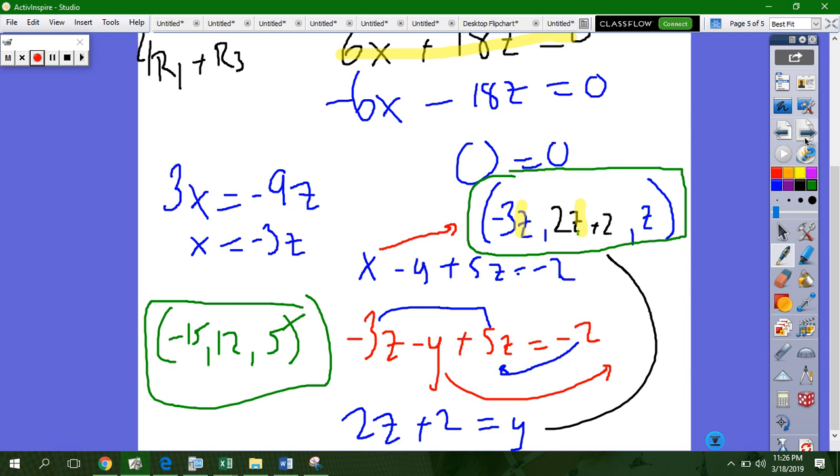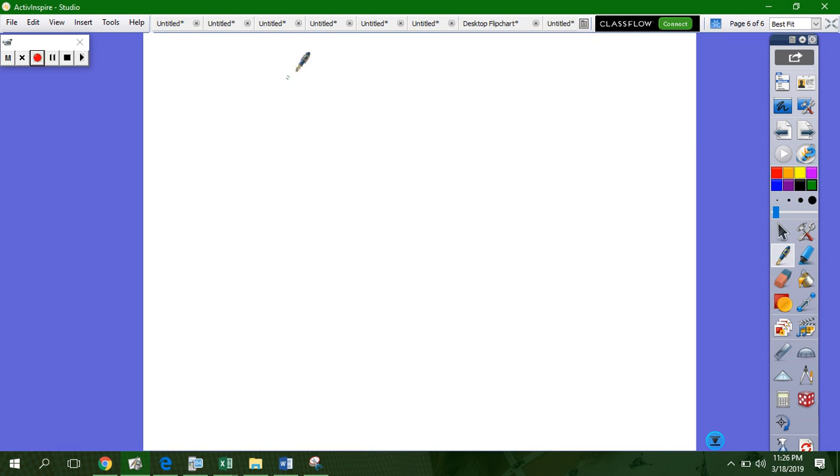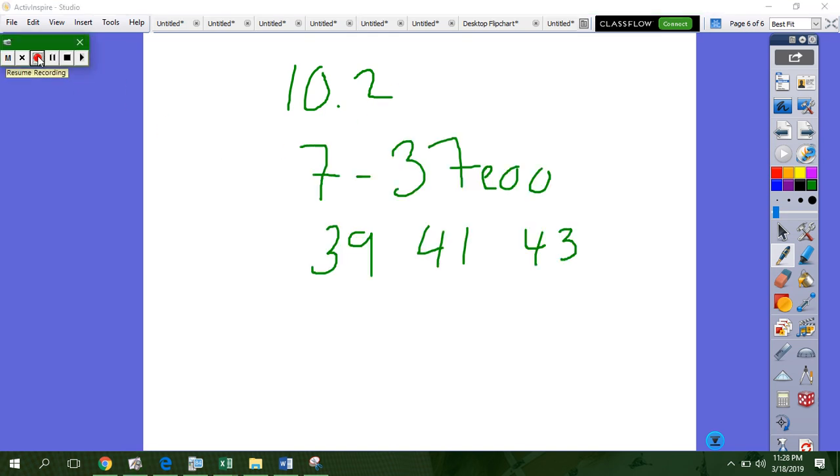With that being said, that is my last example. You guys are going to do 10-2. I'm going to hurry and look that up, and I'll come back to you with this solution. Just give me 1 second. All right, really quickly after looking over it, 7 through 37, every other odd, 39, 41, 43.